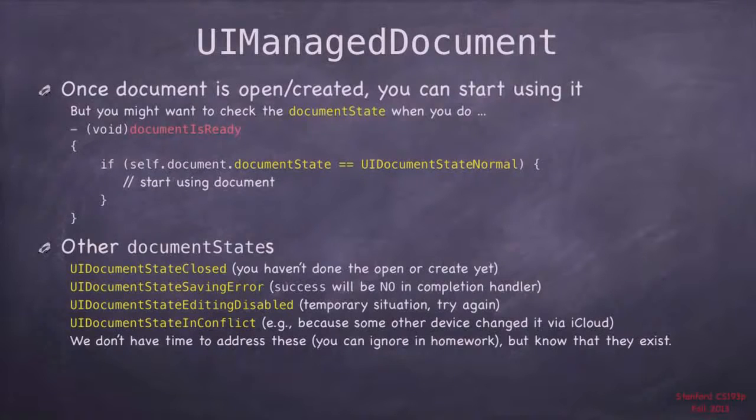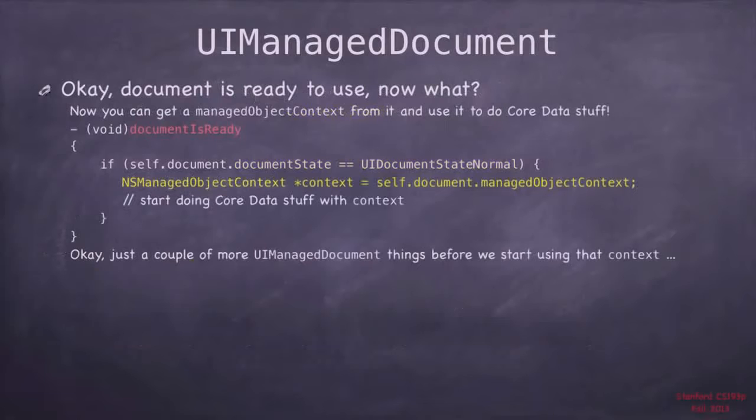So that might be the first thing I do, is check its state to make sure it's ready to go. If it's not, like if it was closed, then I might go back and try to open it or create it again. If it's got an error, I might wait a while and try this again or something like that. So anyway, let's say I have this document in a normal state. Now what am I going to do? Now I'm going to grab that NSManagedObjectContext and go start doing some Core Data stuff. That's it. Okay? So this is how we get started.